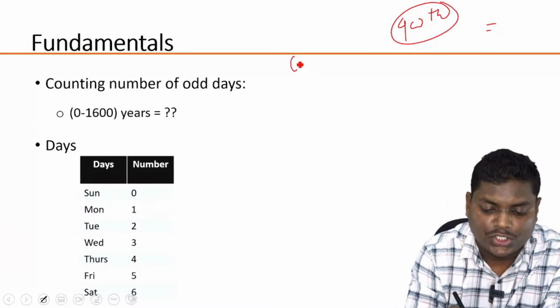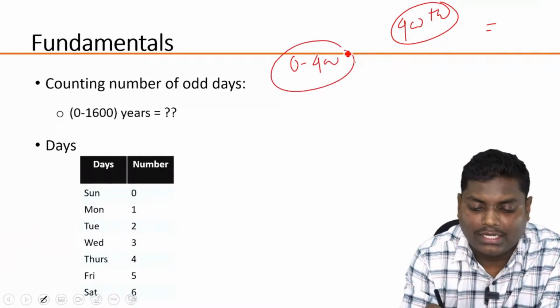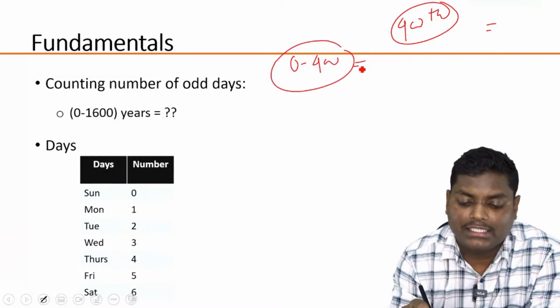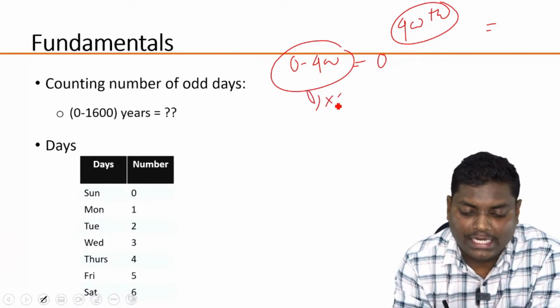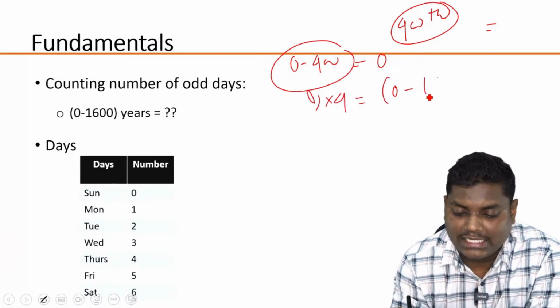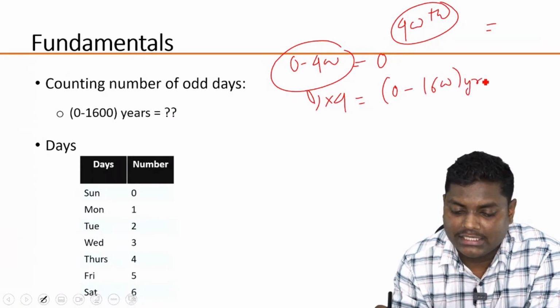So for 0 to 400, the number of odd days is 0. Now we can just multiply it by 4. So for 0 to 1600 years, the number of odd days is 0.